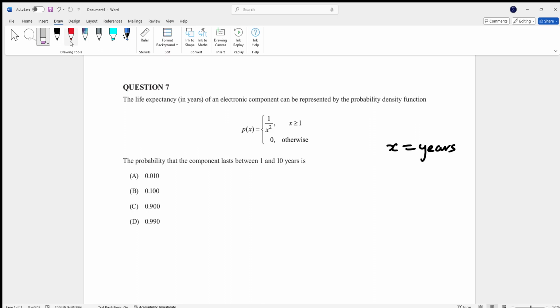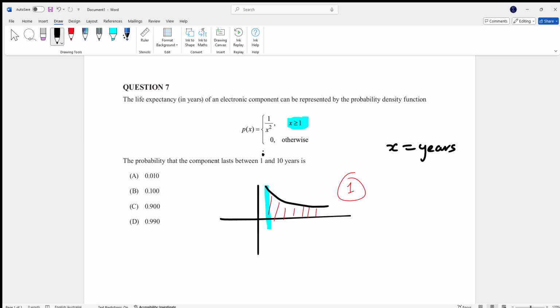The reason why we know this, well, to start off with, we know it's going to look something like this, depending on its curve. However, it can only be greater than or equal to 1. So as a rough sketch, it would probably look like this. So this area would be equal to 1, which represents a whole. We're after the probability between 1 and 10 years, so between here and probably about there. So that area under that curve. And it would be 0 everywhere else.